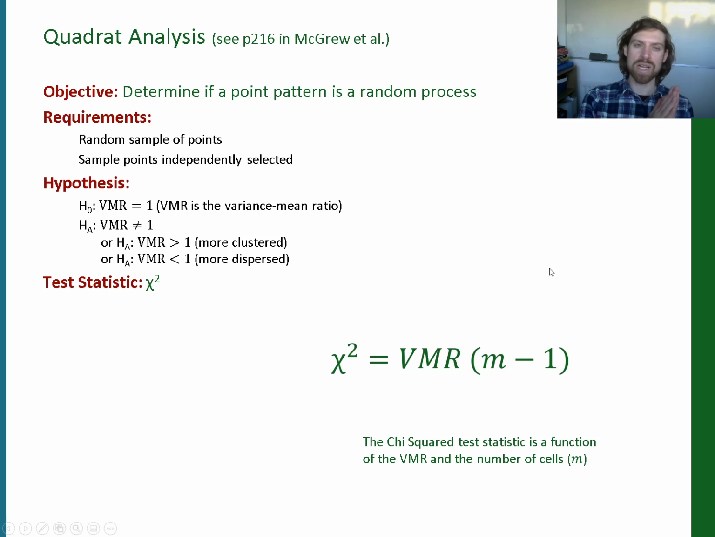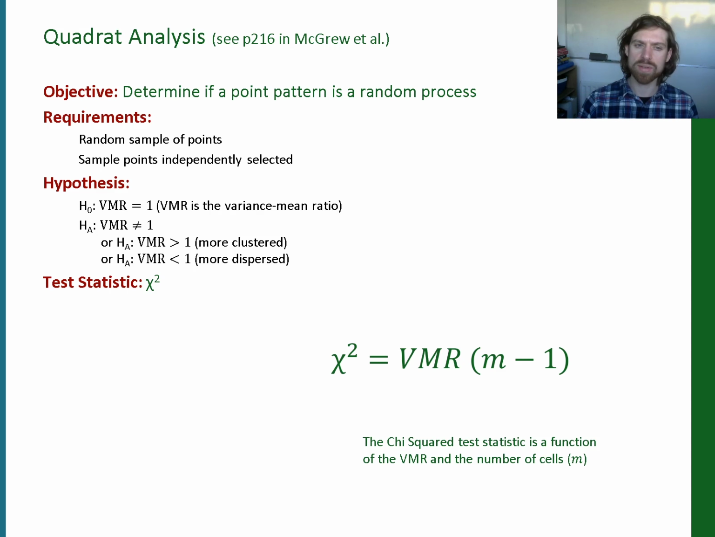So that was nearest neighbor analysis. Now let's focus on the second technique, which is quadrat analysis. So again, we're looking to see whether a point pattern is essentially random, whether it's occurred from a random process. And you can actually follow this if you go to page 216 in Negru et al. And you can look at the different assumptions that are required in order for us to understand this test. So we need randomly sampled points, and we need points that have been independently selected from their population.